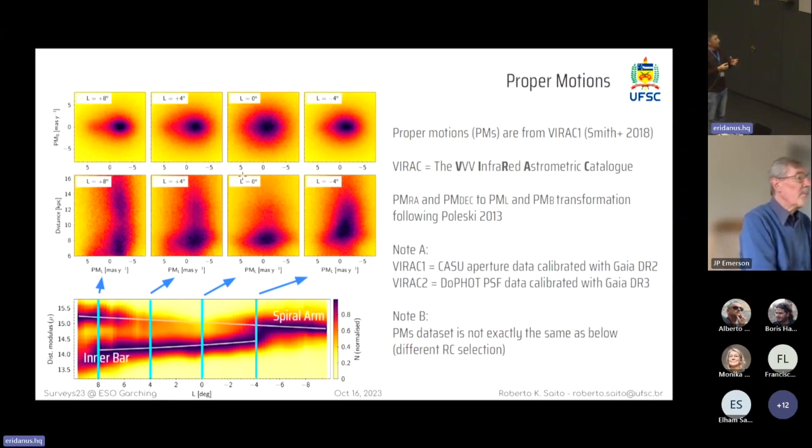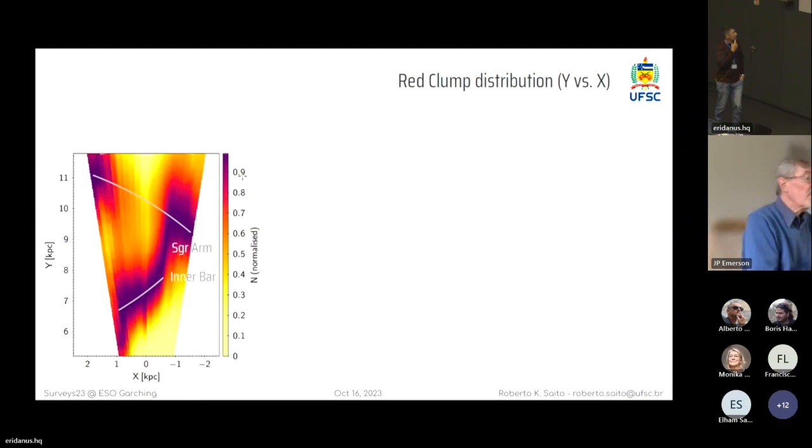Last week was the VVV meeting, and I got the VIRAC 2 data, so I wanted to redo everything to get a better distribution of proper motions for our data. This image is the same as I showed you previously, but now in physical coordinates.